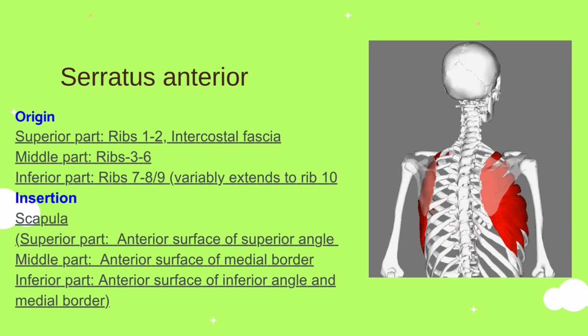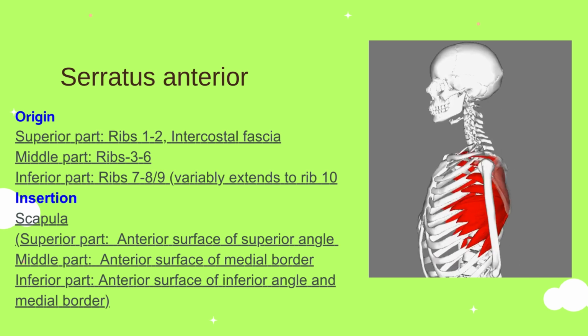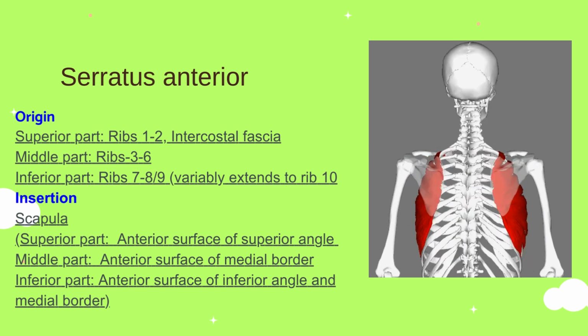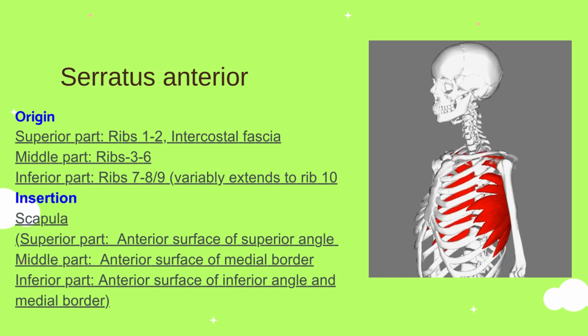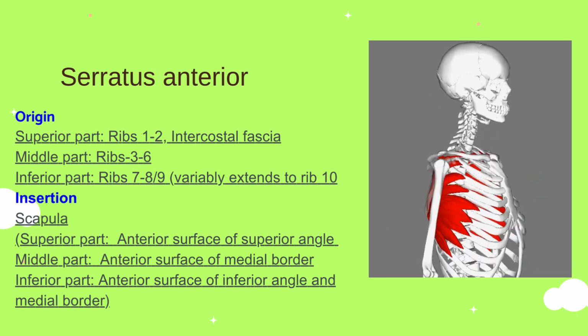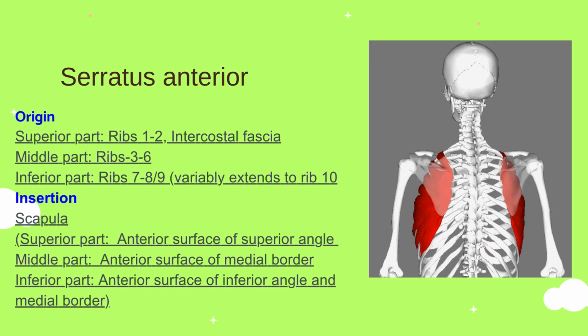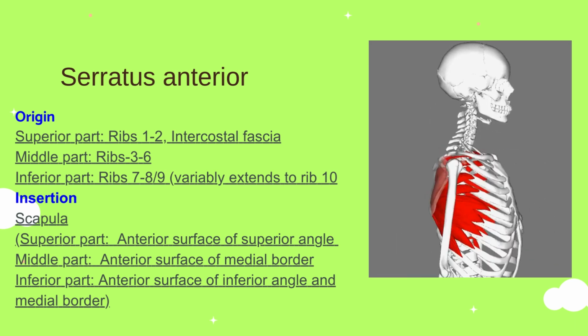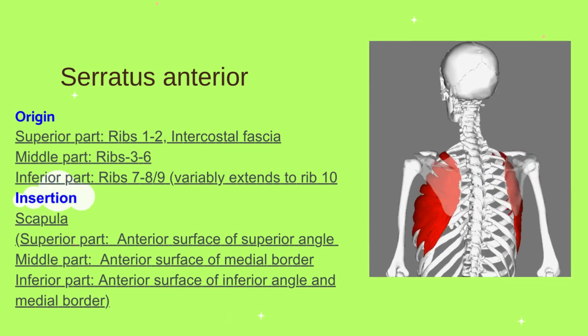The muscle inserts onto the medial border of the scapula. Specifically, the muscle fibers of the serratus anterior converge towards the medial border of the scapula, forming multiple finger-like projections that insert onto the medial border, spanning from the superior angle to the inferior angle of the scapula.